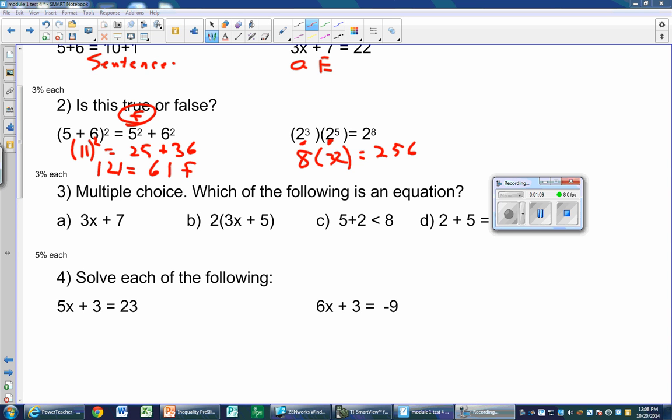Or if you do the arithmetic, it asks you, does 8 times 32 equal 256? Yes, it does. Don't forget to answer the question. It is true.